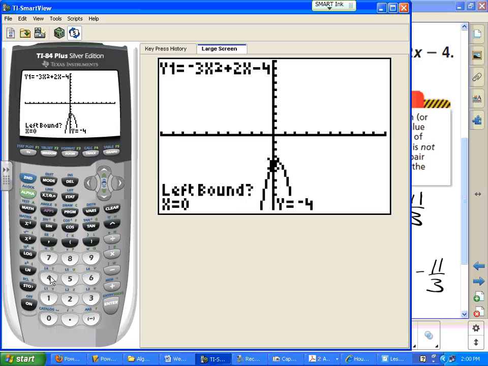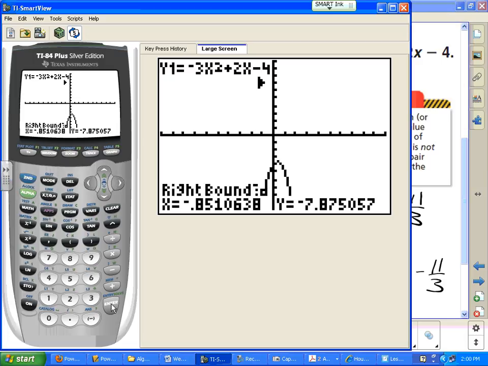And then it asks for a left boundary. So this is what I'm doing. That means that I want to make sure I'm to the left of where that maximum is at, and then I hit enter. And so right now is 0, -4. Is that left of the max? If I can't tell, I can always hit my arrow key so it goes to the left, so I can definitely see that it is. Is this left of the max? Yes, it is. Hit enter.